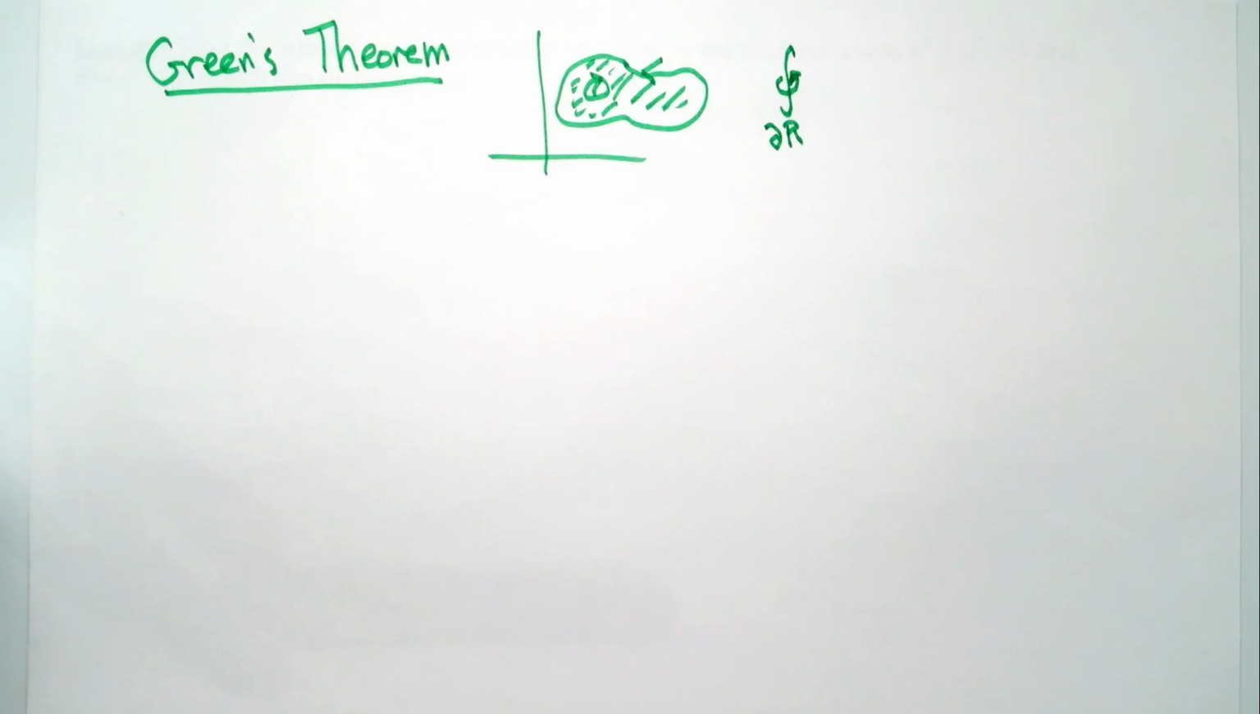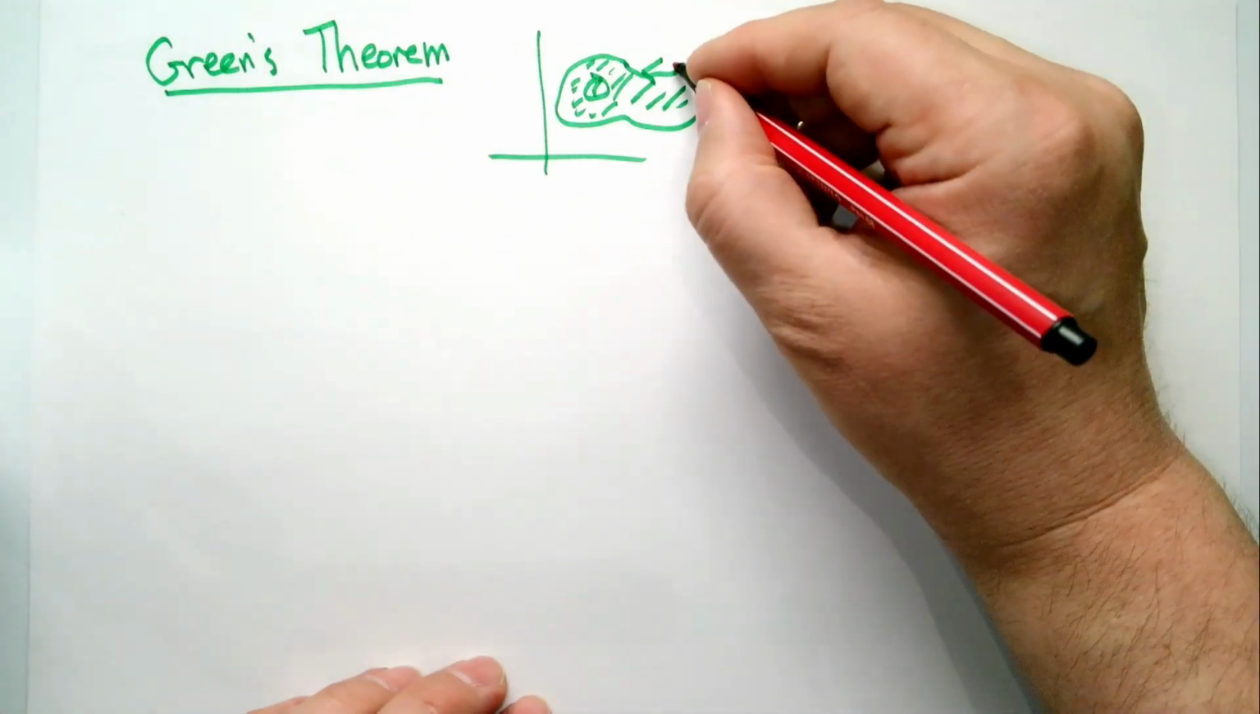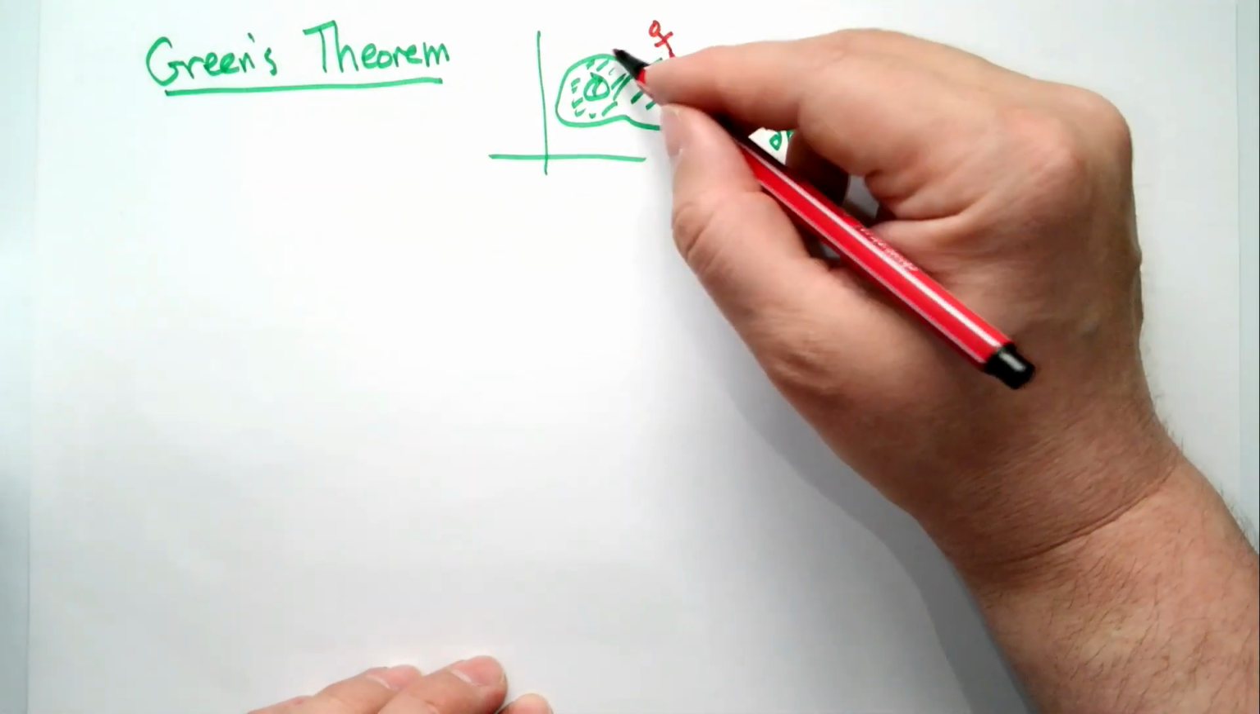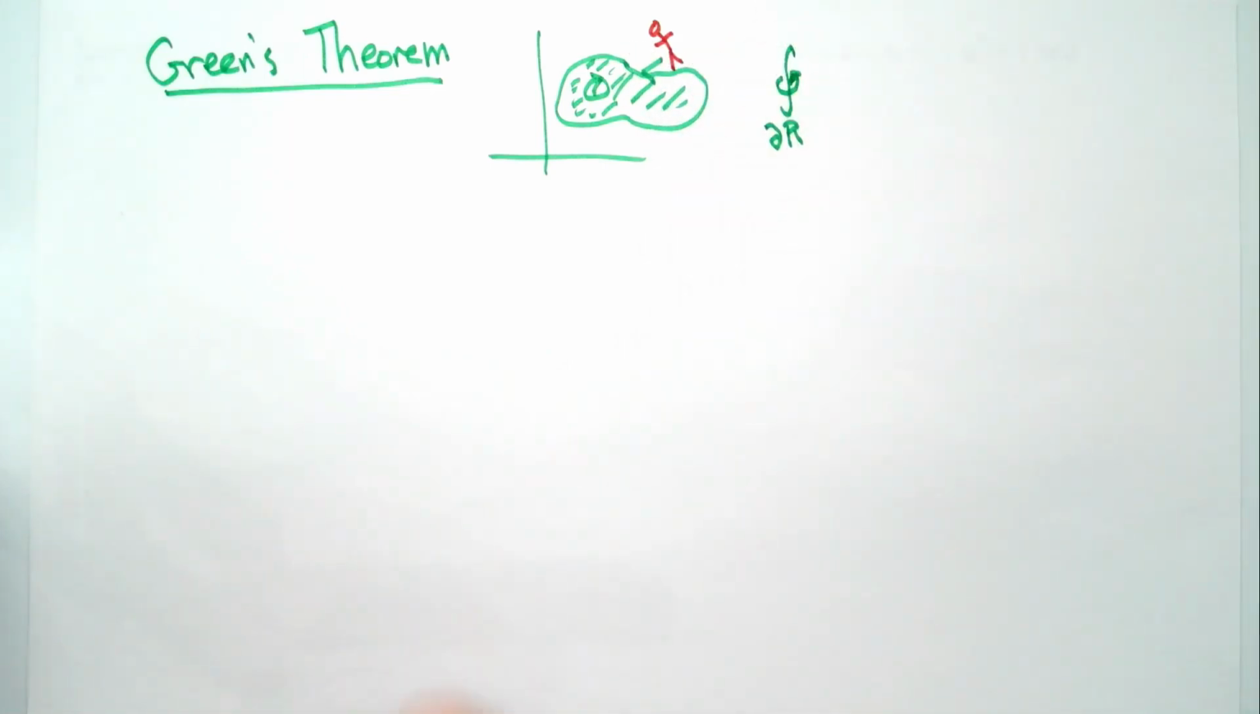Now, what's the orientation? Just remember the song. To the left, to the left. When you walk the curve, keep the region to your left. What does that mean? It means that if you were standing on this curve and following it in the direction that the arrow indicates, your interior should be to your left-hand side. Okay, so that's what we mean.